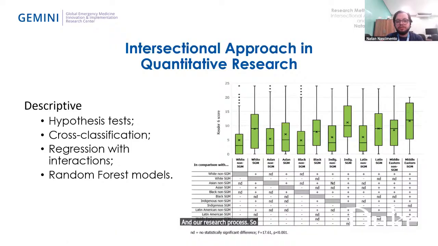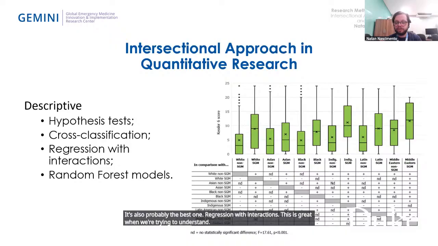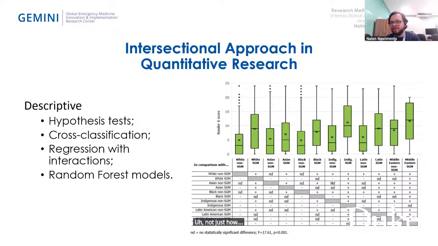So this is a descriptive example. For descriptive, we can use multiple analyses. We can do a hypothesis test, it's fine. We can do cross classification, which is also probably the best one. Regression with interactions is great when we're trying to understand not just how different identity traits like race and gender add up, but how they together shape the effects of a disease or a health process. We can also use machine learning components like random forest models. We have many others, but those four are probably the best ones that we have right now.